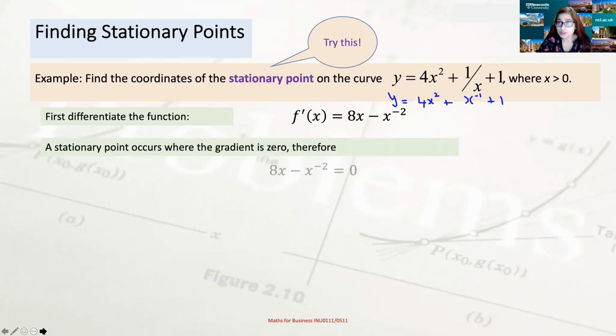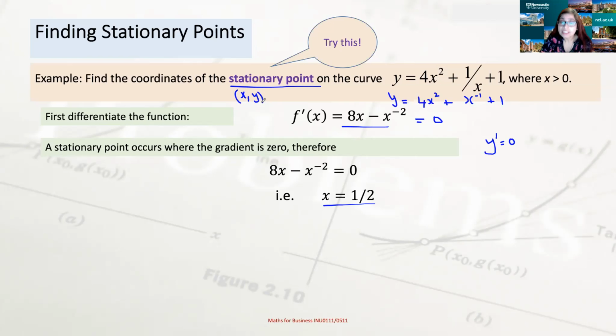So again, let's use the condition that at the stationary point, the gradient is 0. Let's put this equal to 0, and then you get x is equal to 1 by 2. But you have to find the stationary point. That is, you have to find the coordinates x comma y where the curve turns. It could be a maximum or minimum where the curve turns. That's what you have to find.